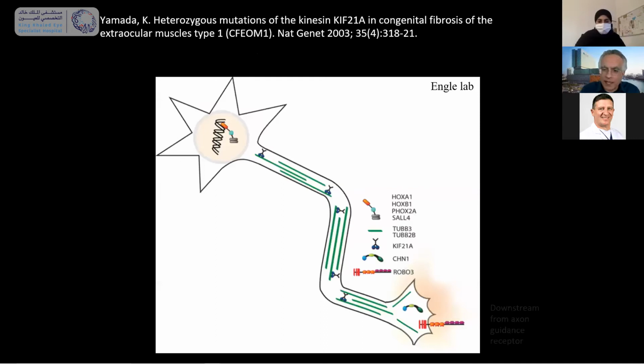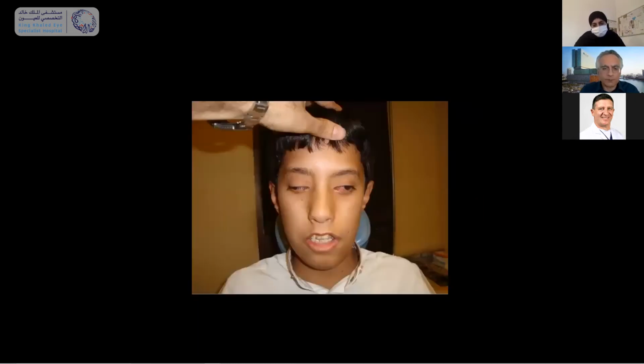I'll skip the video since they weren't working. And again, KIF21A, you see this little car here, it goes on the microtubule and it carries materials down the axon. That's what KIF21A does, and that's what's mutated in congenital fibrosis type 1.